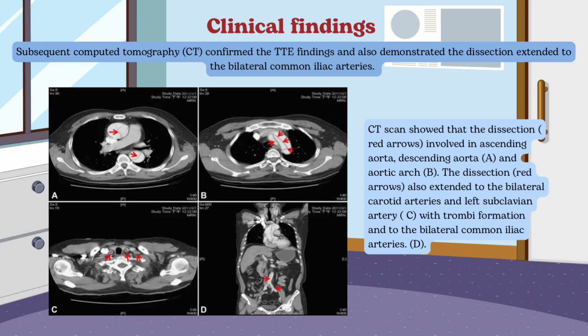Subsequent computed tomography, which is a CT scan, confirmed the TTE findings and also demonstrated the dissection extended to the bilateral common iliac arteries. The CT scan showed that the dissection, shown by the red arrows, involved the ascending aorta and descending aorta in image A, and the aortic arch in image B. The dissection also extended to the bilateral carotid arteries and left subclavian artery in image C with thrombi formation, and to the bilateral common iliac arteries in image D.